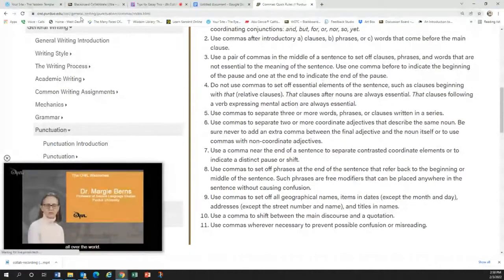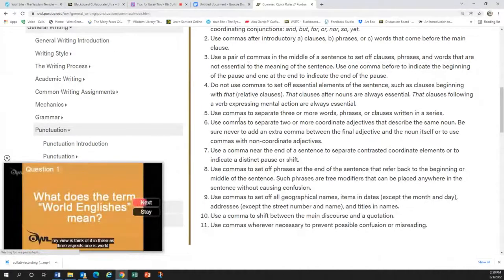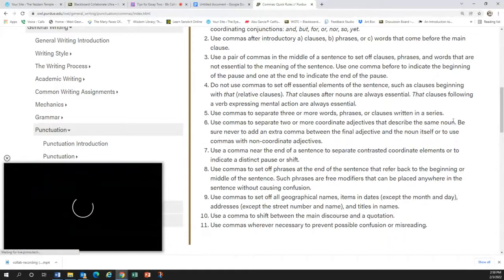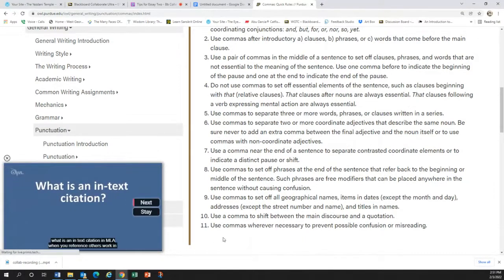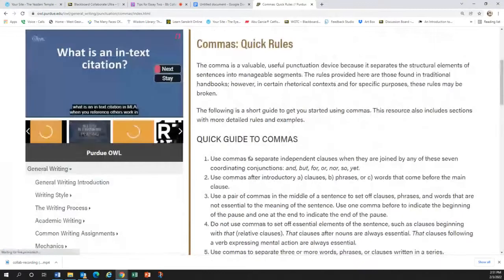Purdue OWL, it's under general writing, punctuation, commas. You can look at these 10 rules. Use commas to separate 3 or more words. Use commas to separate 2 or more coordinate adjectives that describe the same noun. Use a comma near the end of a sentence to separate contrasted coordinate elements or to indicate a pause or shift. Use commas to set off phrases at the end of a sentence that refer back to the beginning or middle. Some of this gets really complicated, right? Use commas for geographical names, that sort of thing. So you can check this stuff out on your own time.